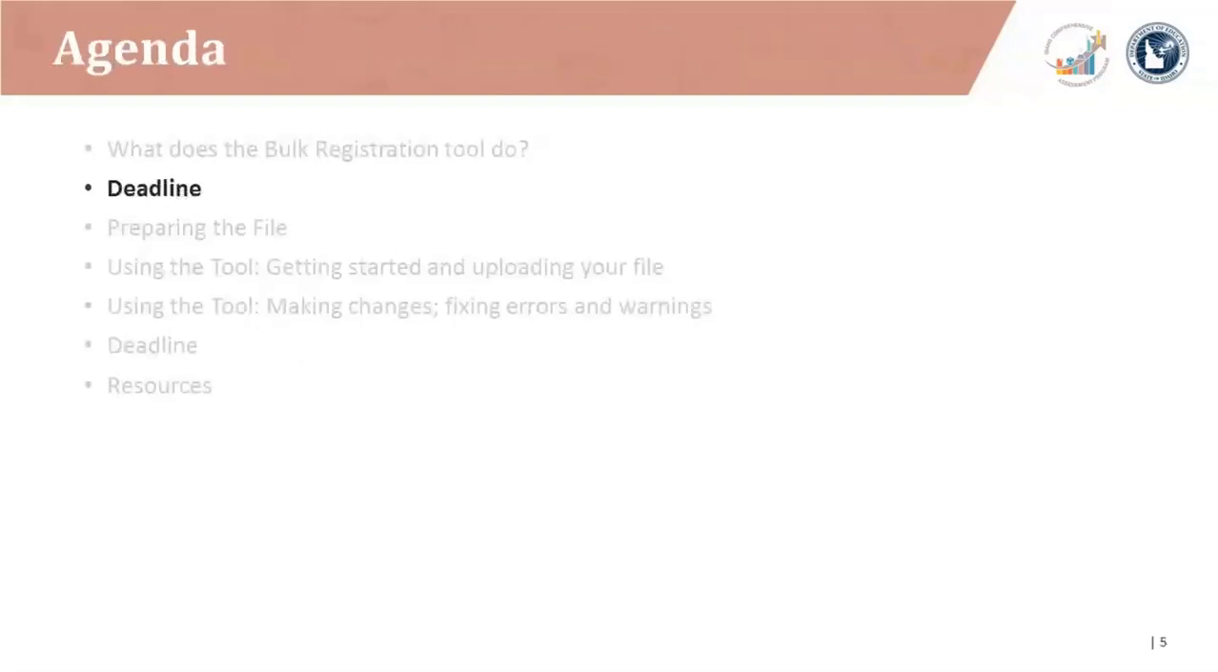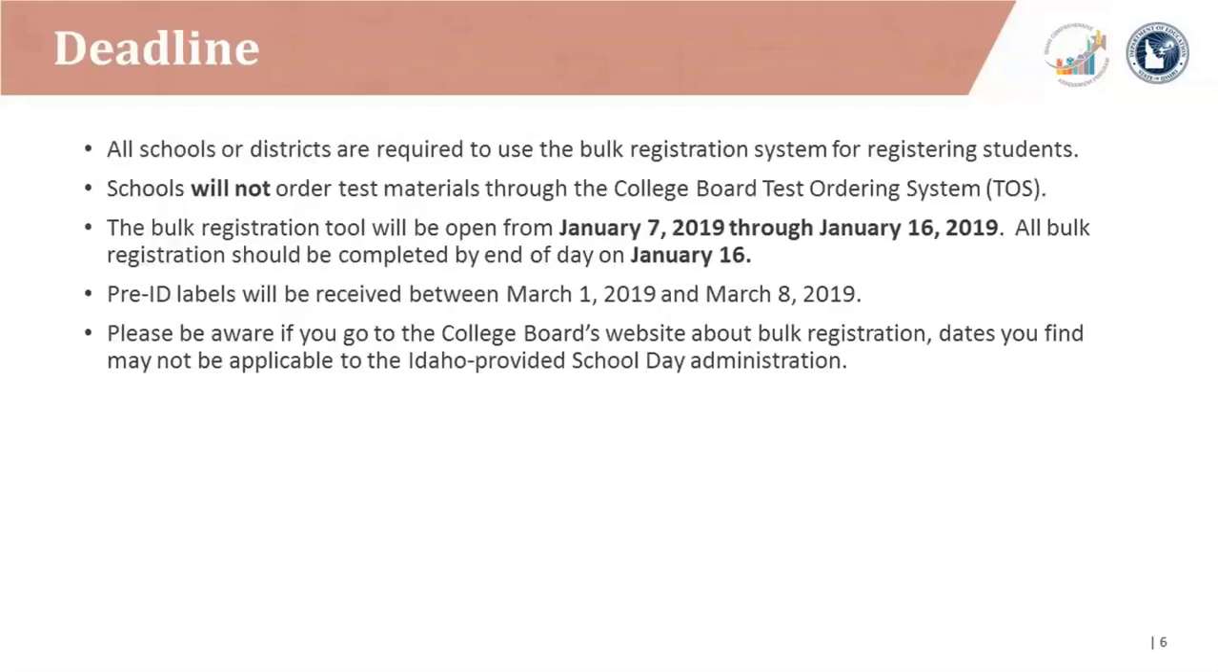So what are some of the key deadlines? All schools or districts are required to use the bulk registration system for registering students. Schools will not order test materials through the College Board test ordering system. The bulk registration tool will be open from January the 7th through January 16th, 2019. All bulk registration should be completed by the end of the day on January 16th. Pre-ID labels will then be received between March 1st and March 8th, 2019.